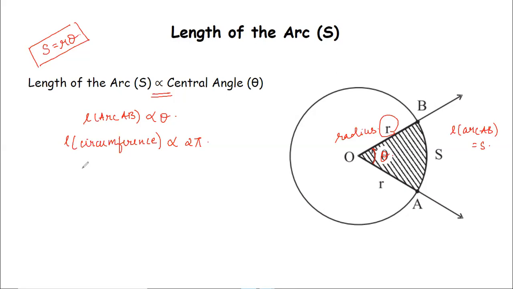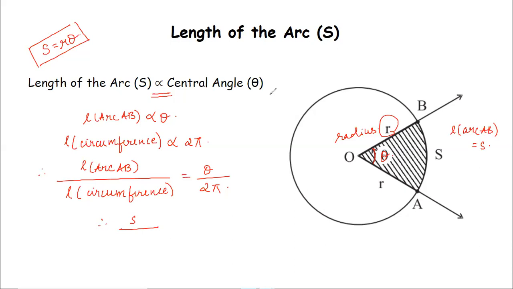Now let's divide both. Length of arc AB divided by length of circumference, basically the entire circumference of the circle, which is 2 pi r, is equal to theta upon 2 pi. So we can have both in terms of ratio. Therefore, length of arc AB is S, so S upon the formula for circumference. If you don't remember, circumference of a circle is equal to 2 pi r. We will substitute that: S upon 2 pi r is equal to theta upon 2 pi.